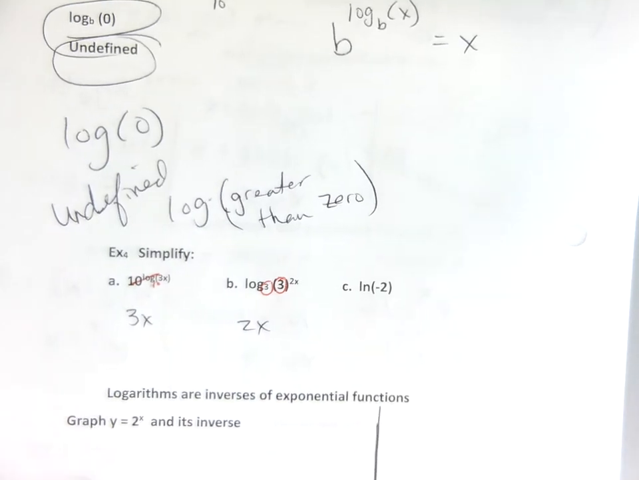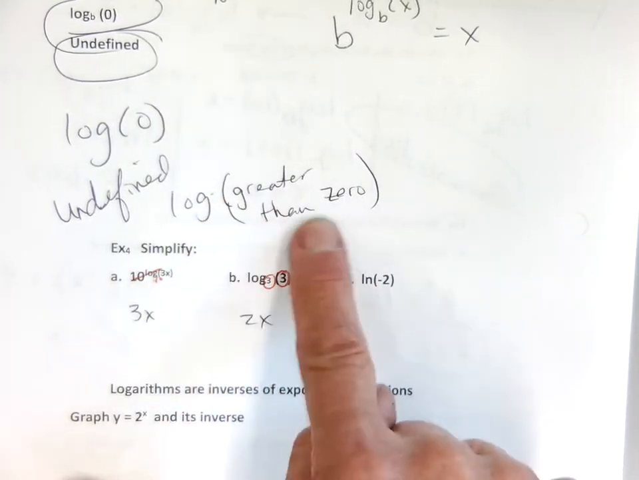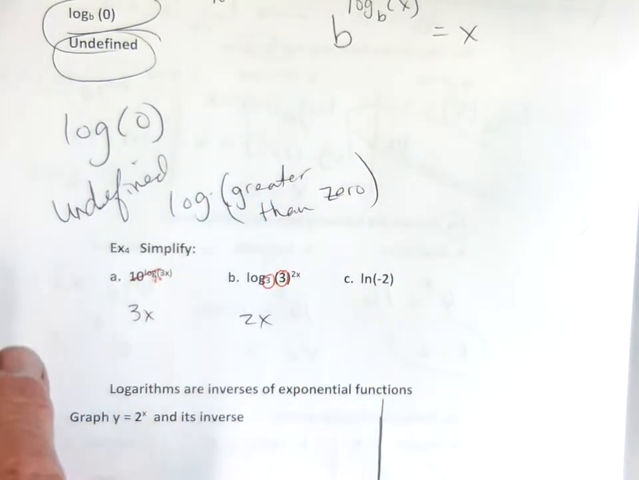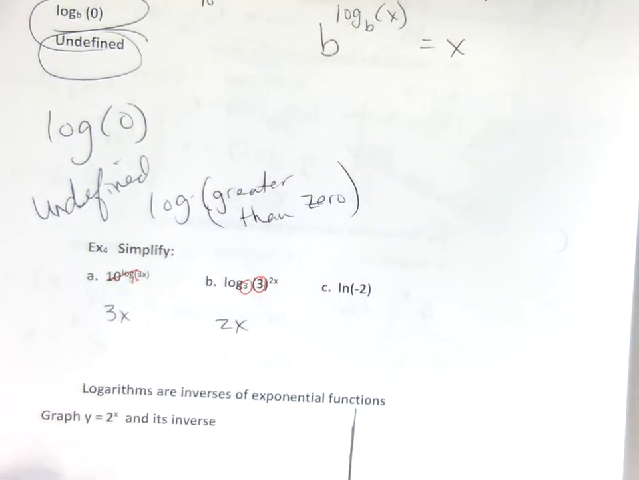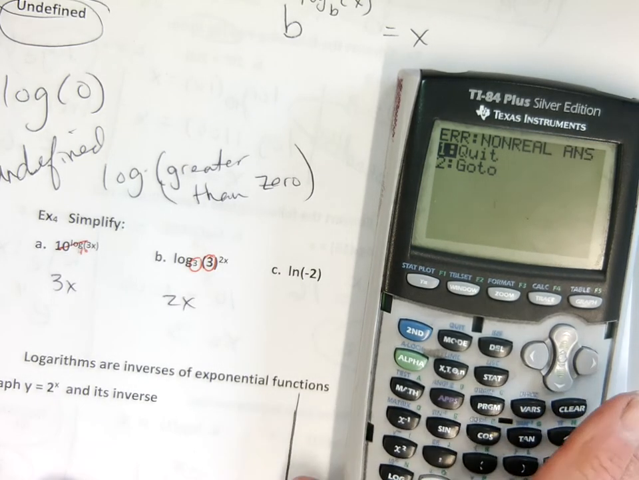What do you think about C? Undefined. See that right there? In fact, just try it. Try to calculate ln of -2, and it gives me a domain error, right?